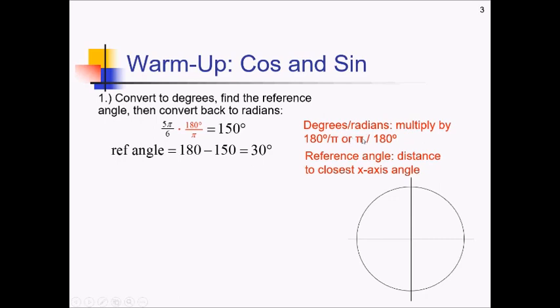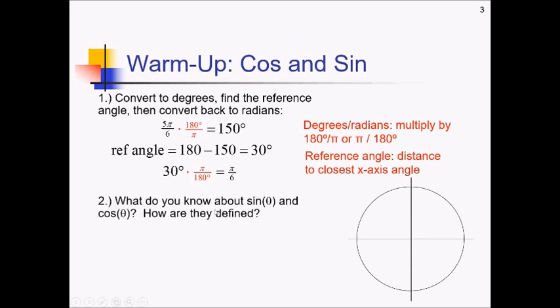This is really pi radians, but we never write the word radians. So that's going to be basically 30 over 180 with a pi up there, which we can reduce to pi over 6. For the next part of this warm-up, we're going to talk about cosine and sine specifically, and we'll start with the question of what do you know about sine and cosine of theta?